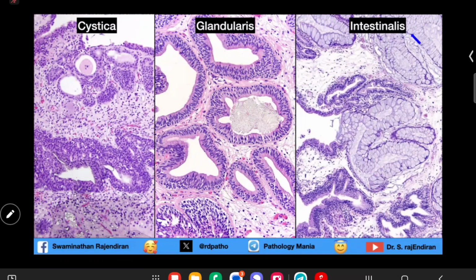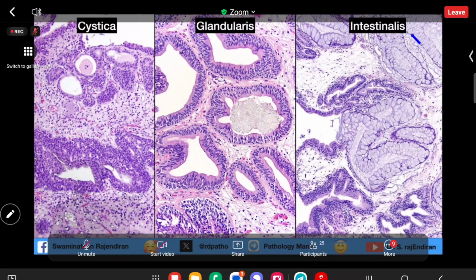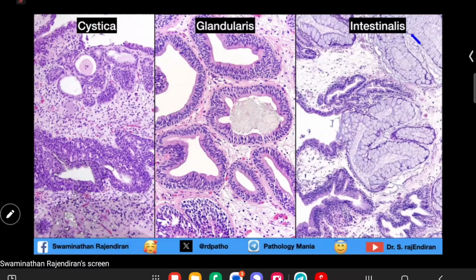So you have to have the criteria lined up very nicely. When do you call cystitis cystica? When there is urothelial lining epithelium. When do you call cystitis cystica glandularis? When there is columnar epithelium. And when you see goblet cells, we call it cystitis cystica intestinalis.